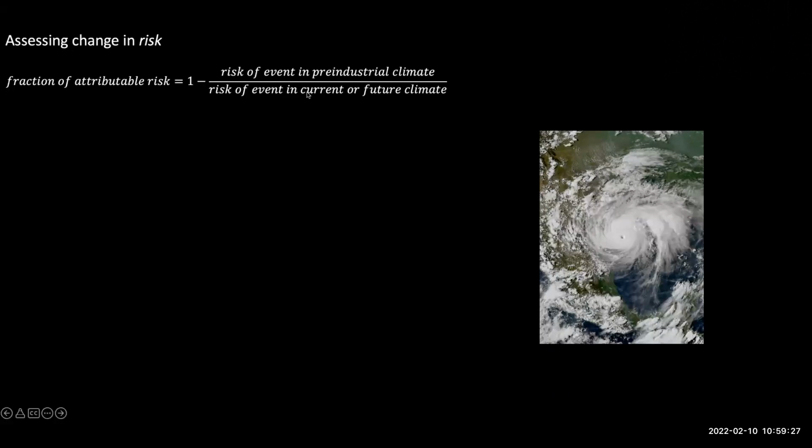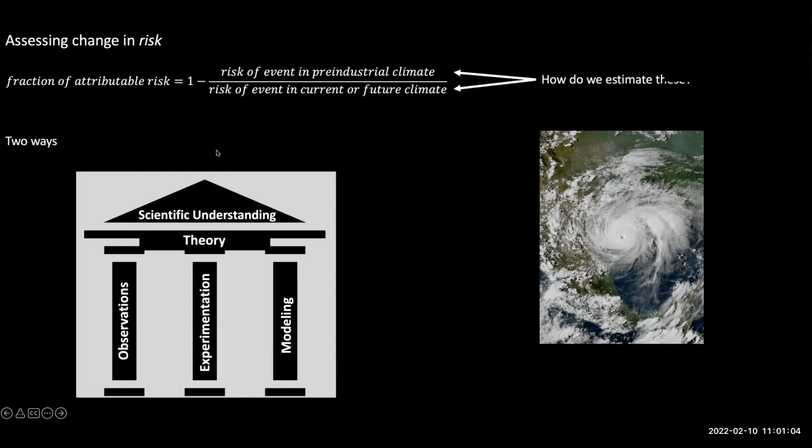So in order to get this number, we need these two things. So how could we estimate these things? Does anyone have any ideas? There's two main ways to do it. This goes back to our scientific understanding diagram, where two of our pillars were observations and modeling. And so those are two of the things that get used to estimate the risk of the event that we're talking about under two different conditions.